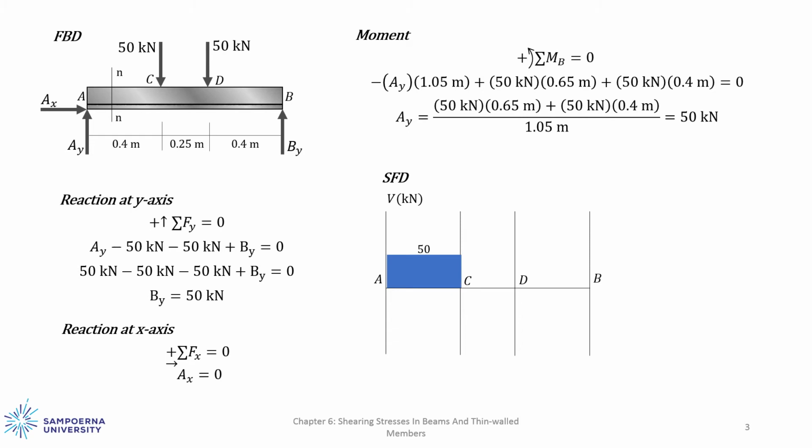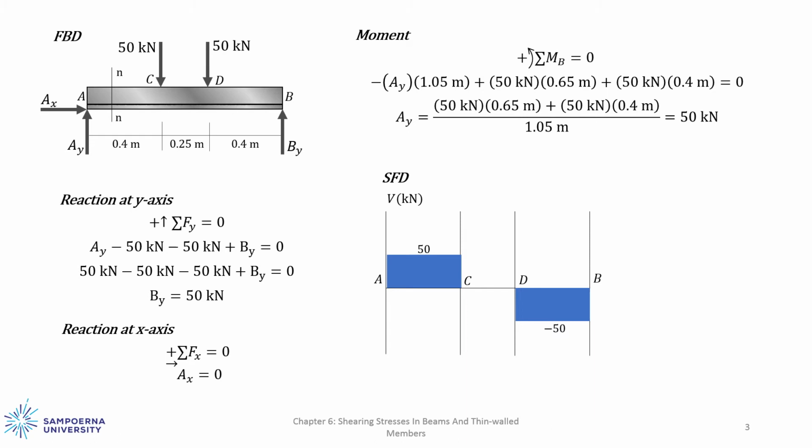There is no other force between C and D, so the graph is constant at 0 from C to D. At D, there is a force of 50 kN going down, so now the graph goes down 50 and is constant from D to B. And at B, there is force BY equal to 50 kN going up, so now the graph is back to 0. And we finish the SFD.